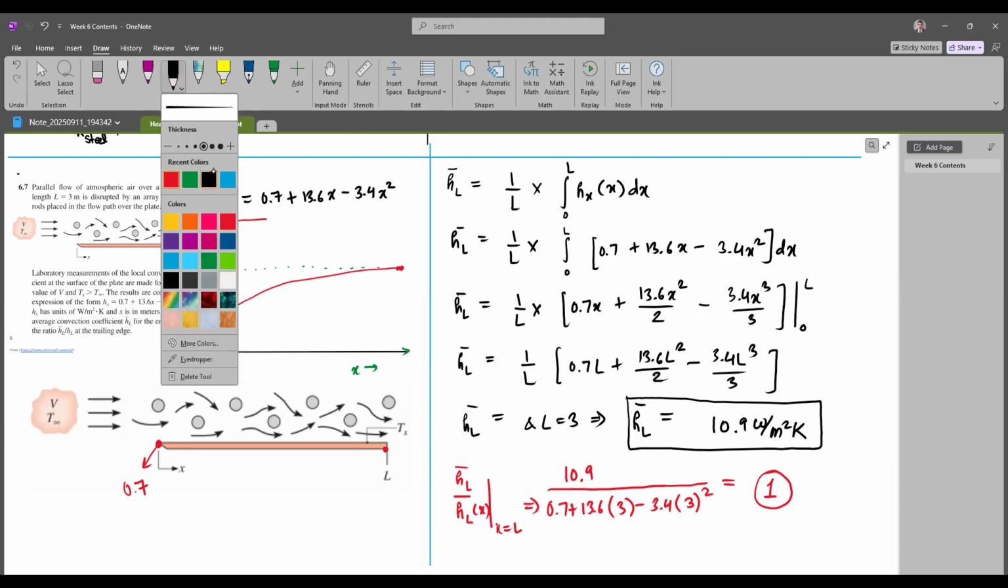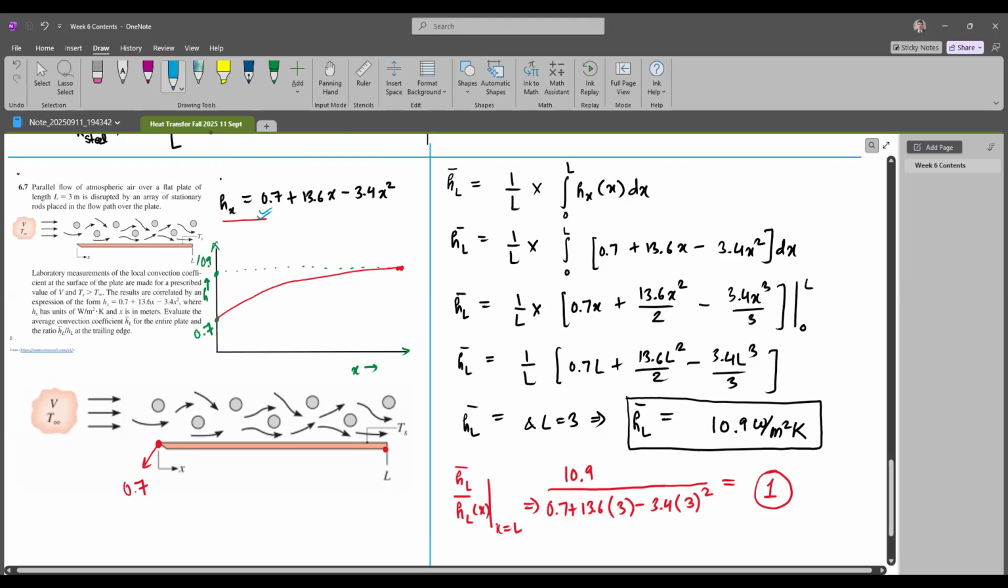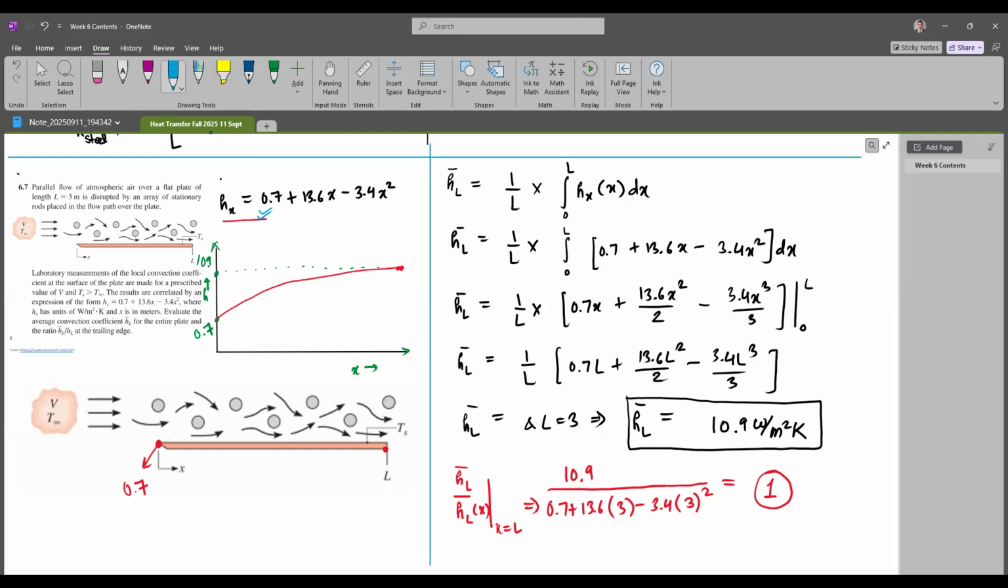And what would be the case of hx? This would have a maximum somewhere between these points. So this is x equal to 3, but we have 0.7 at the leading edge. So it's going to be somewhat like this. And you can even calculate the maximum value of hx by differentiating it and equating it to 0, and then finding out the value of x at that point. That would be this value, and it will be between 0 and 3. This is not asked in this question, but I anyways thought I'd discuss it.